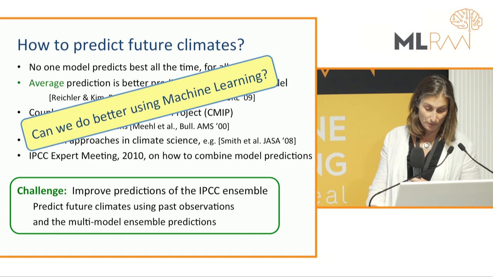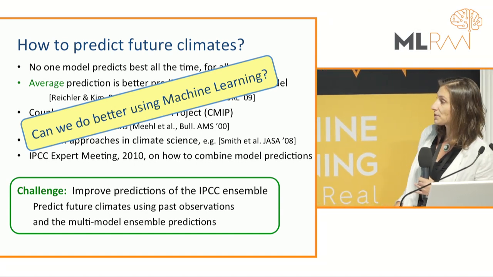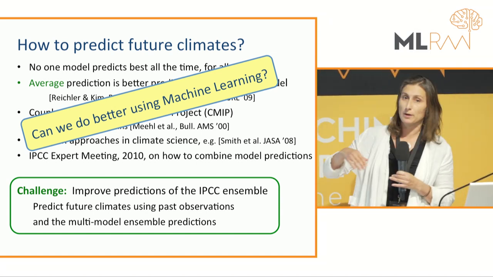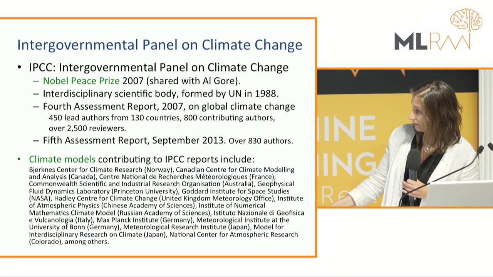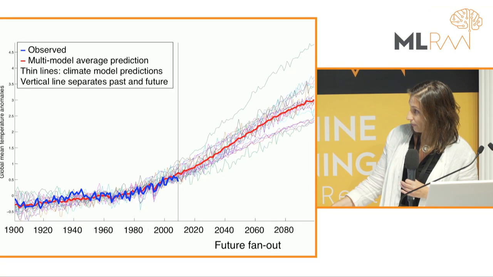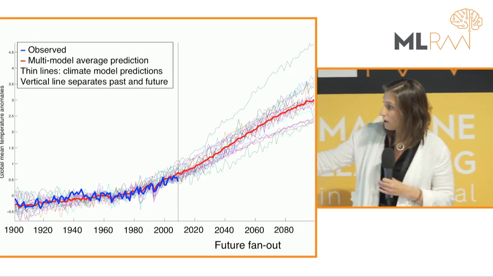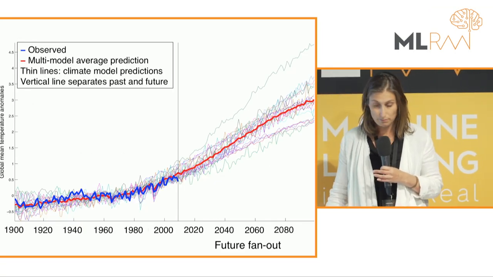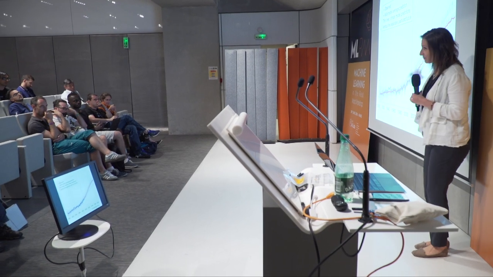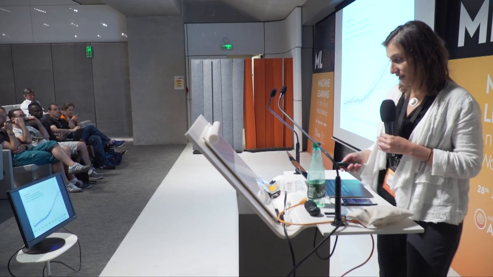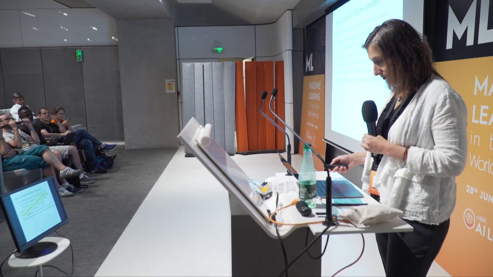And I had been working on ensembles in machine learning. So let's view this as a challenge for machine learning. So we want to improve the predictions of the ensemble. We want to predict the future value of the blue curve, right? So in this example, the future value of temperature. But it's not just a time series prediction problem, because instead of just having access to this curve, we have access to the simulated predictions from all the different models.